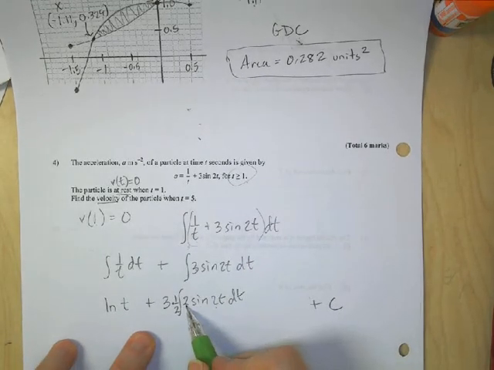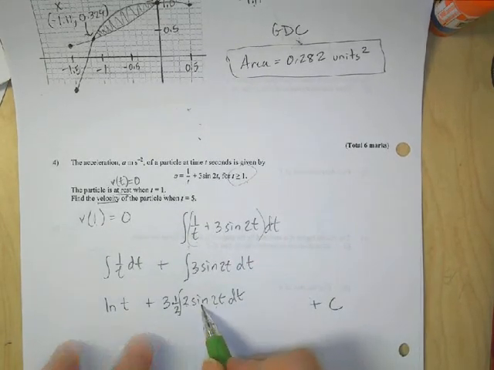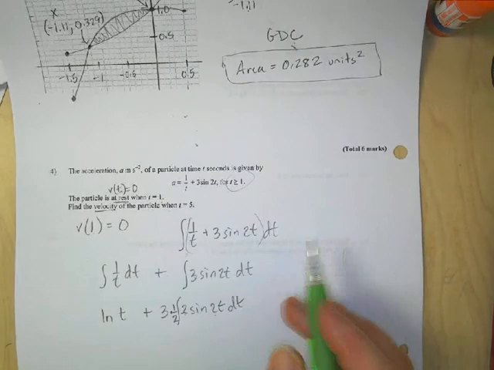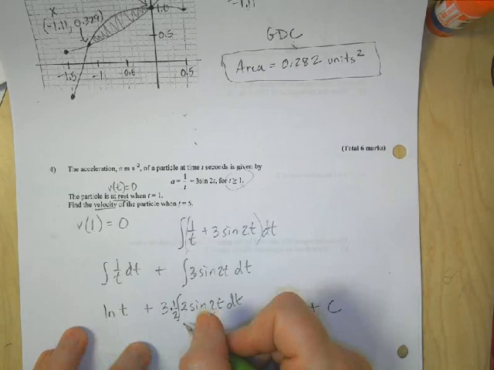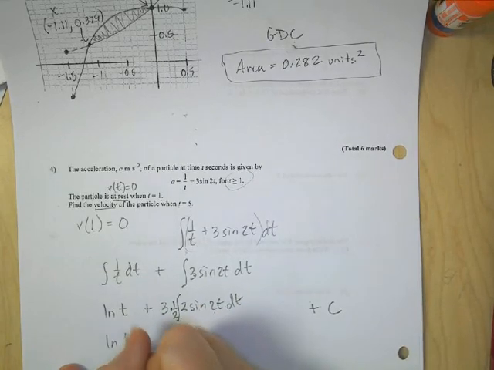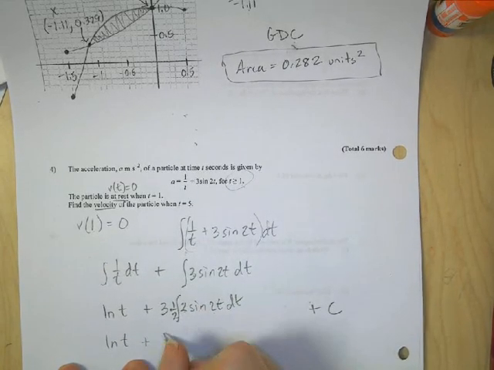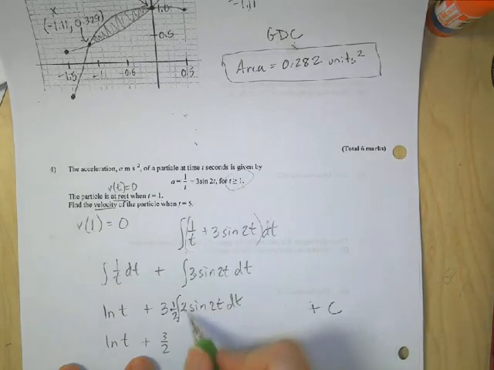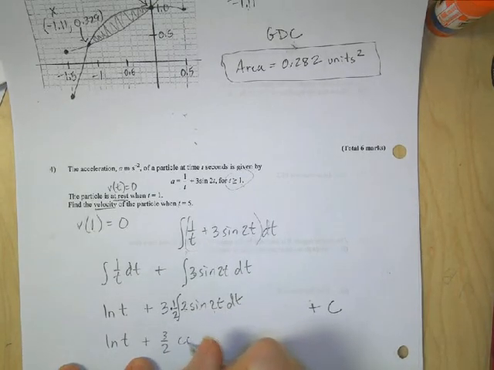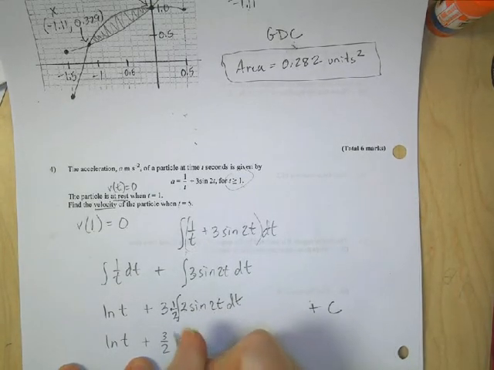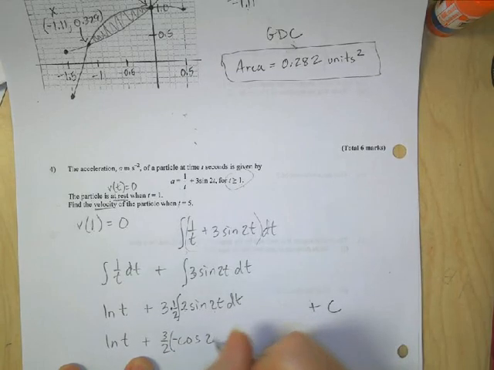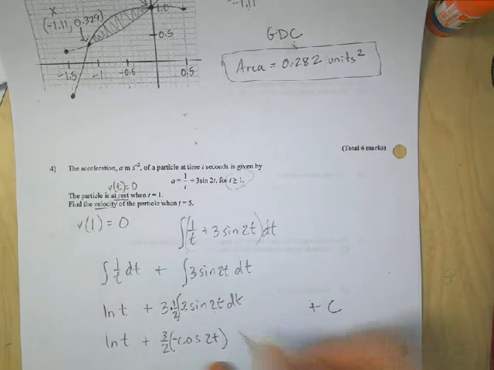this whole thing is going to go away. So when I integrate sine, let's make sure we don't make a mistake. When I integrate sine, I get negative cosine. So this is still going to be natural log of t plus 3/2. This is just going to become negative cosine, so negative cosine of 2t. And then I have my plus c.